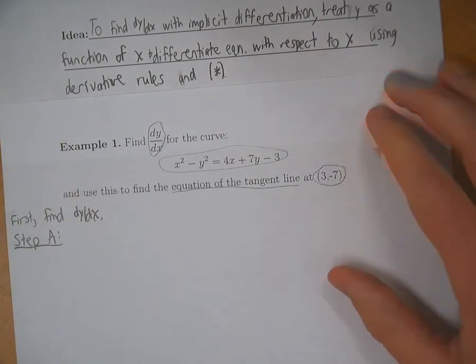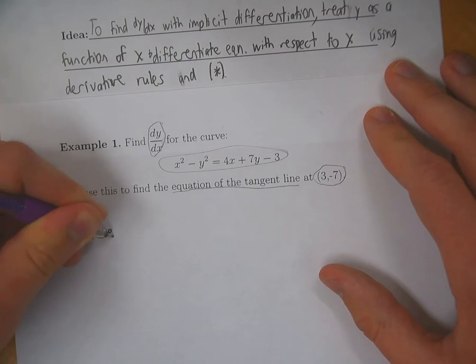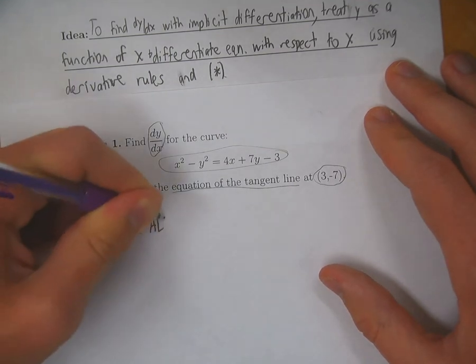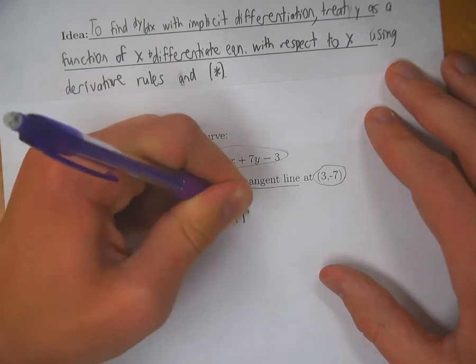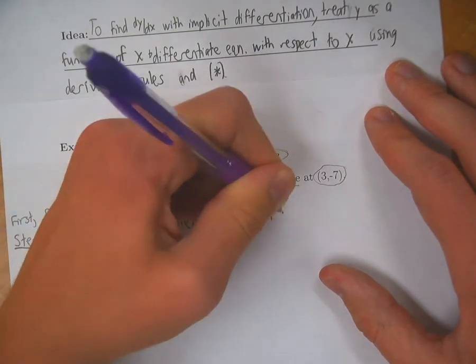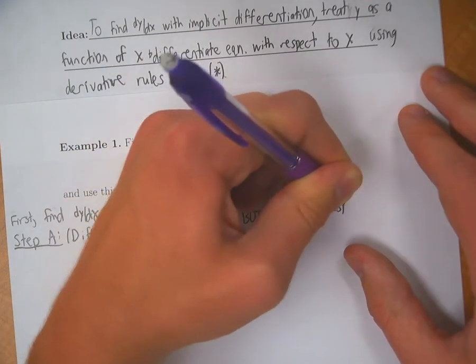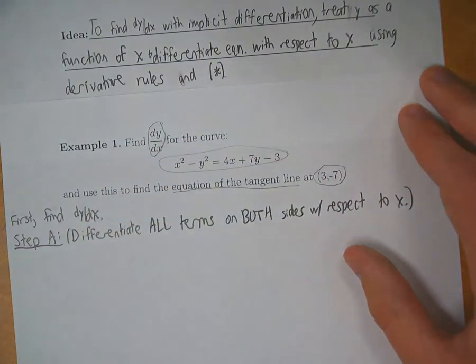So with step A, the idea is that, like I said in the idea above, differentiate all terms on both sides with respect to x. Okay?